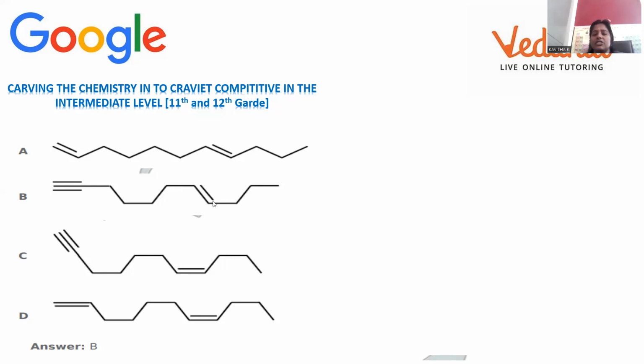So this is the trans geometry. This is the cis geometry. So that kind of difference you can notice between B and C options. In the last option D also they mentioned both the alkynes got reduced, but the terminal alkyne is having a double bond like this, and the central alkyne is having a double bond with the cis orientation.